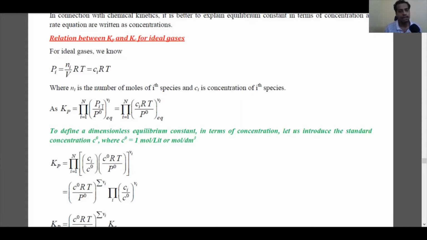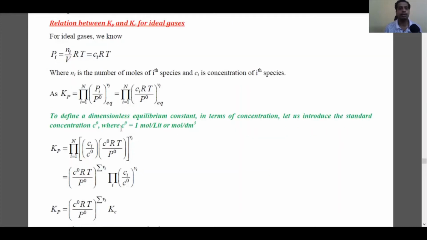Now in place of Pi, I can write CiRT, where Ci is the concentration. To define a dimensionless equilibrium constant in terms of concentration, let us introduce a standard concentration C0. Generally the reference state is chosen where C0 is 1 mole per liter, or mole per decimeter cube. So I will divide by C0 and multiply by C0, in the numerator and in the denominator.